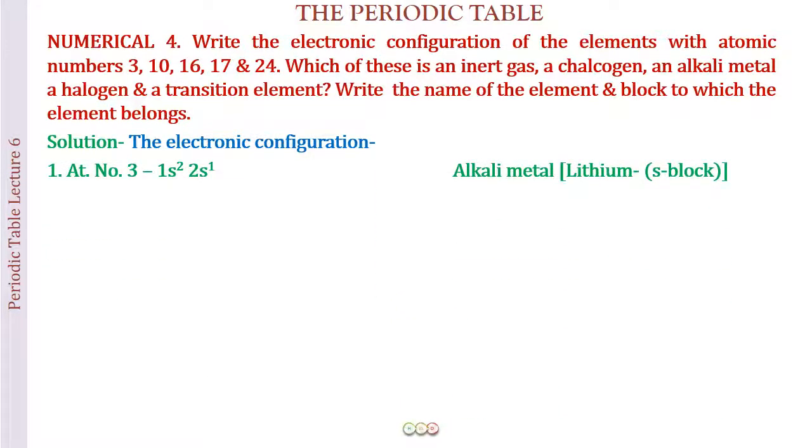So we have atomic number 3. That means 1s2, 2s1. So now I think you would be able to tell everything about this. 2 means the period is 2. S means that the block is S. And 1 valence electron means this is group 1. Group 1 is nothing but alkali metals, right? And the name of the element is lithium.